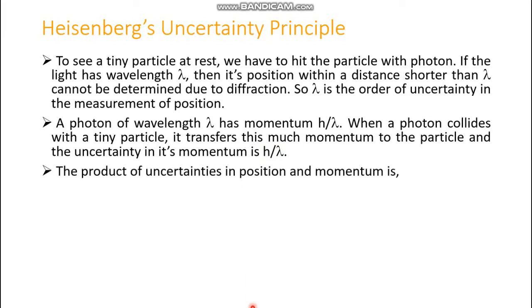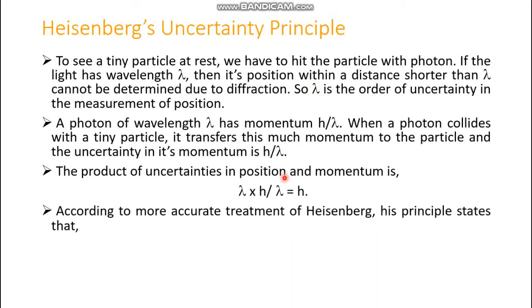So the product of uncertainties in position and momentum is what? The uncertainty in position is lambda, while the uncertainty in momentum is h by lambda. So the product should be lambda into h by lambda, and the result is h. And if there is a more accurate treatment, then this value becomes a little bit less, and this value is h by 4 pi.